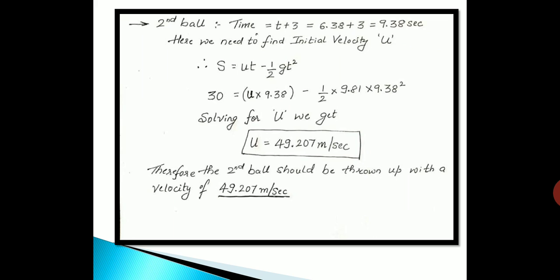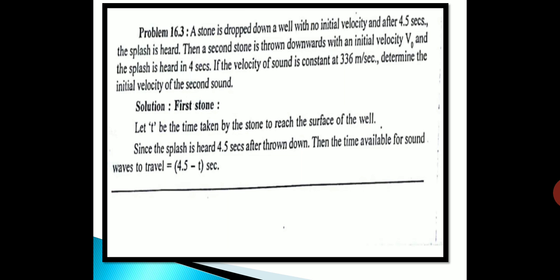So in this example, while analyzing ball 1, we found the time t. We used that value of t while analyzing ball 2 and found the initial velocity of the second ball. Hope this example is clear. Let's move to the next example.